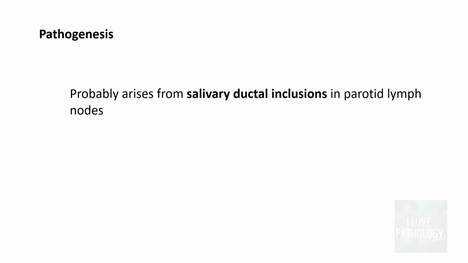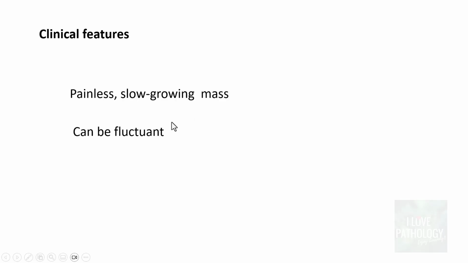nodes within the parotid. How do these patients present? They usually present with a painless, slow growing mass. Sometimes it can be fluctuant. So once you have a parotid swelling and you elicit a very strong smoking history, the clinician would probably go in for an early diagnosis, particularly by means of FNAC cytology.